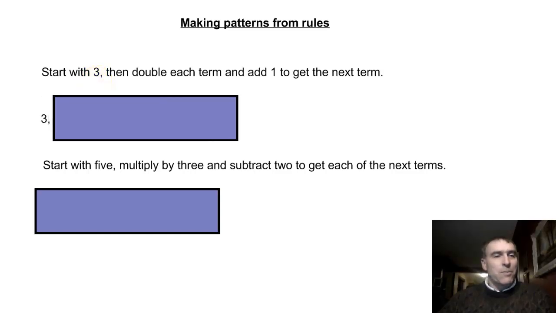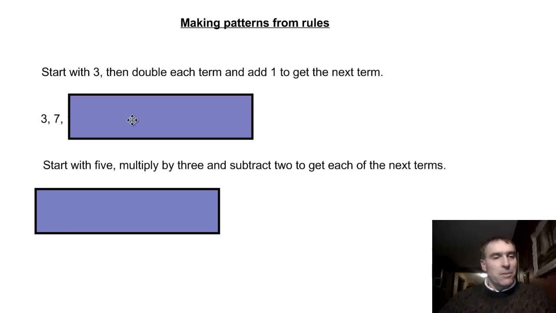And if I reveal the pattern, there it is. I put the 3 down. Then we use the rest of the rule: double each term and add 1 to get the next term. So double each term. So 3 is doubled. 3 times 2 is 6. And then it says add 1, 7. So the next number is going to be 7. Okay?